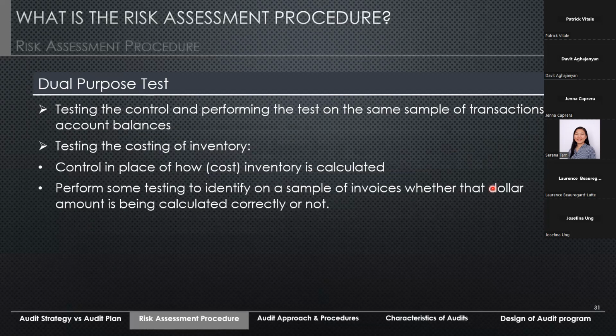Okay, so dual purpose tests. So testing the control and performing the test on the sample of transactions or account balances. Okay. So remember we had combined testing, and now we have dual purpose tests. So test of control, and then you would do the substantive here as well. Okay, so it kind of looks the same. Can someone tell me what's the difference between combined and dual purpose tests? Because they're kind of the same, no? Someone has an idea?